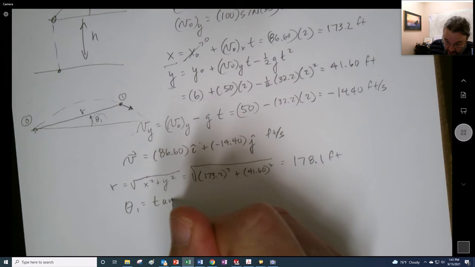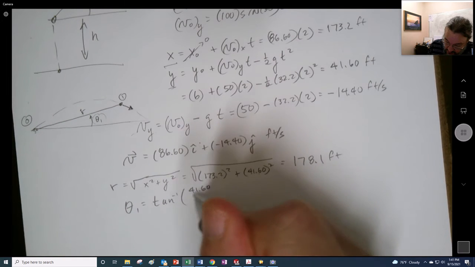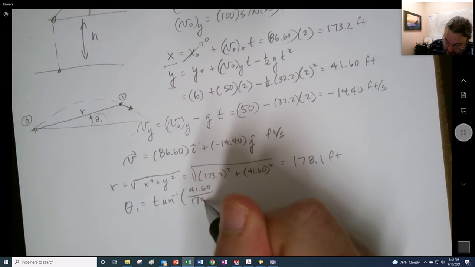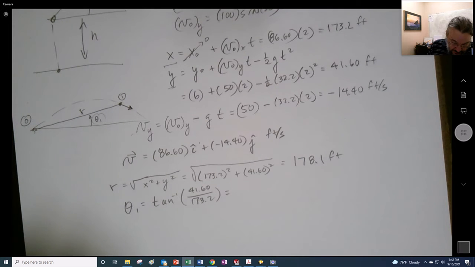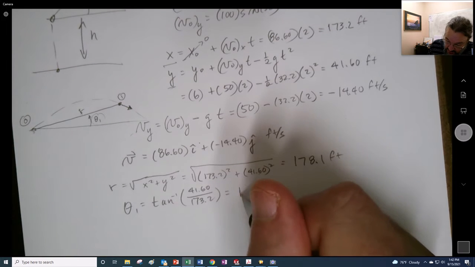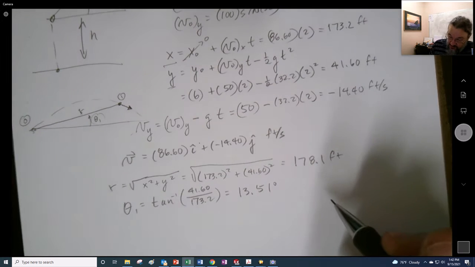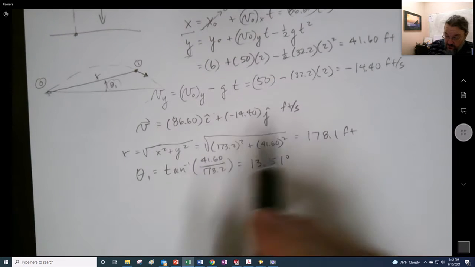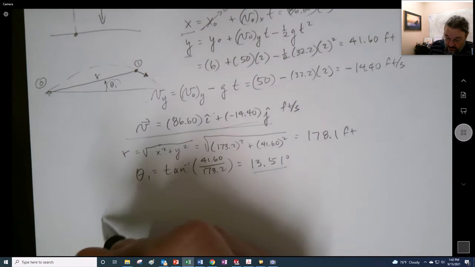And that angle, which I decided to call theta 1, is going to be the inverse tan of the rise over run. So that's 41.6 and 173.2, and divide, and we get the inverse tan of that, and we get this to be 13.51 degrees. Alright, so now we have this velocity and we have this angle.